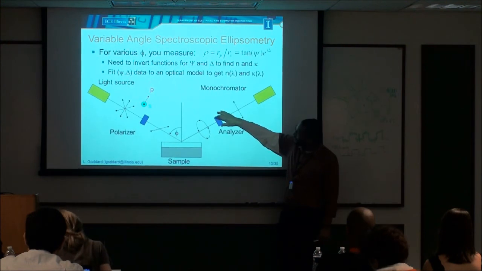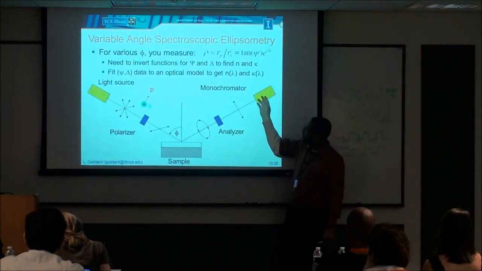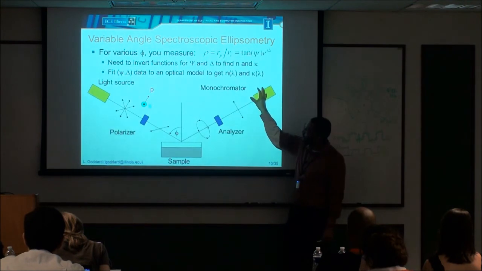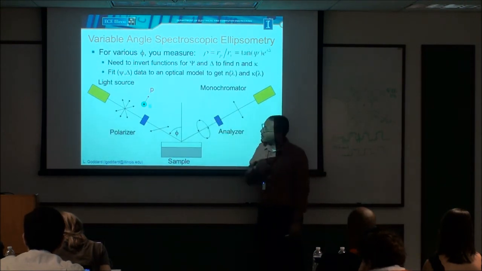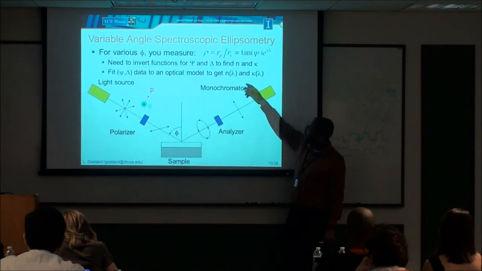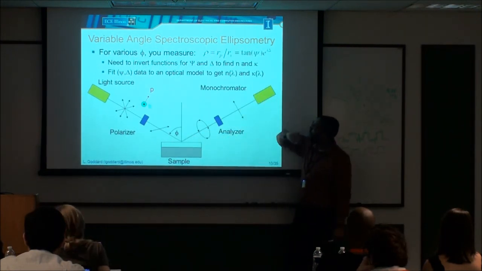You have an analyzer, which is typically a rotating device that's going to select one of the polarizations, and then you measure it either with a monochromator if you had a broadband light source, or this would just be a photodetector if that were a tunable laser. So the signal that you're going to measure is the ratio of the reflection from the P and S polarized lights.